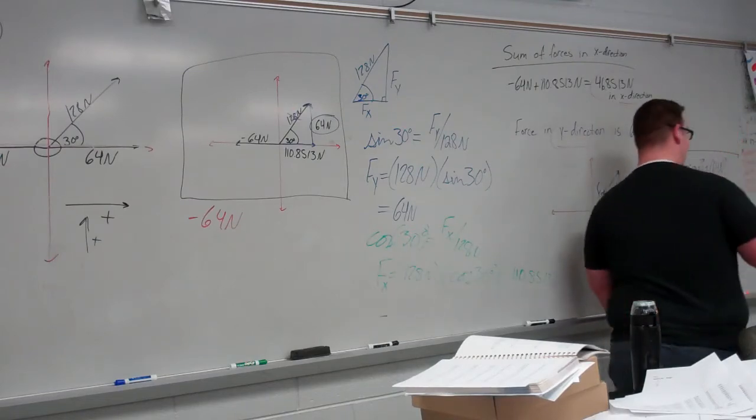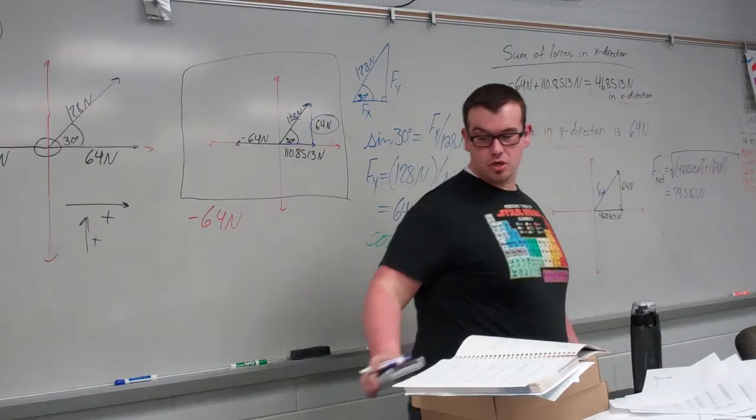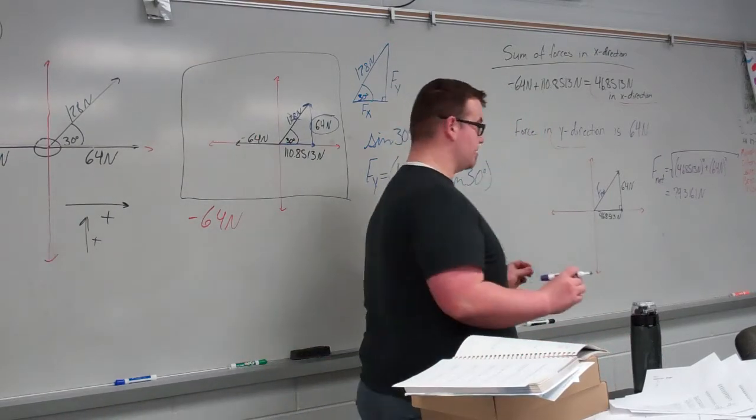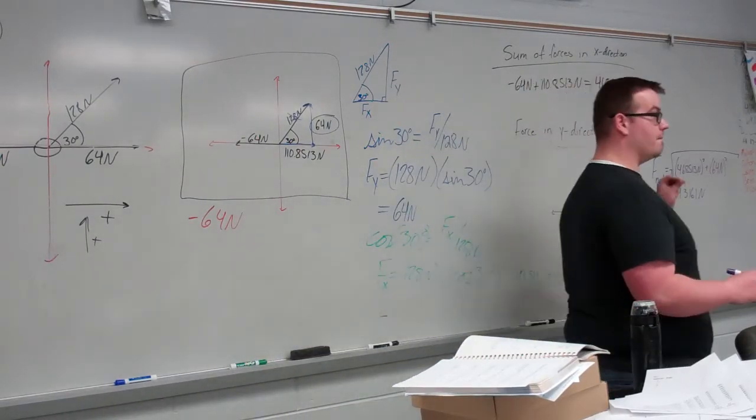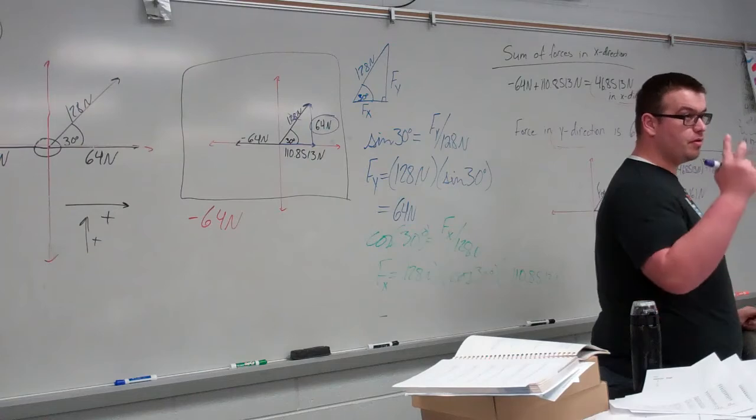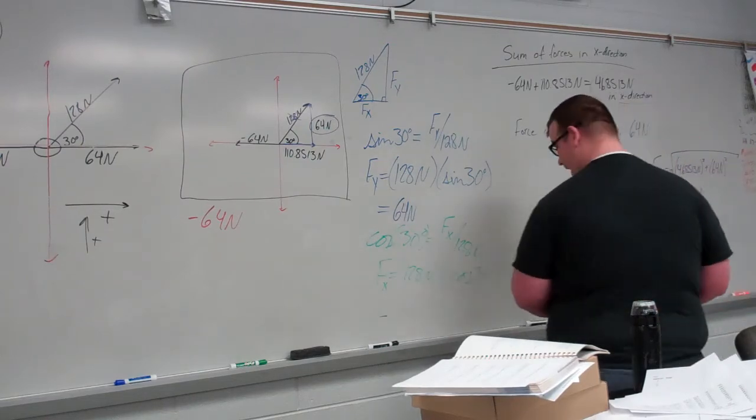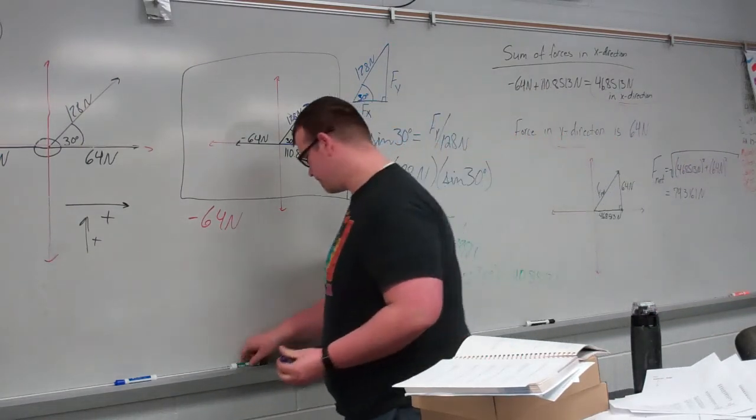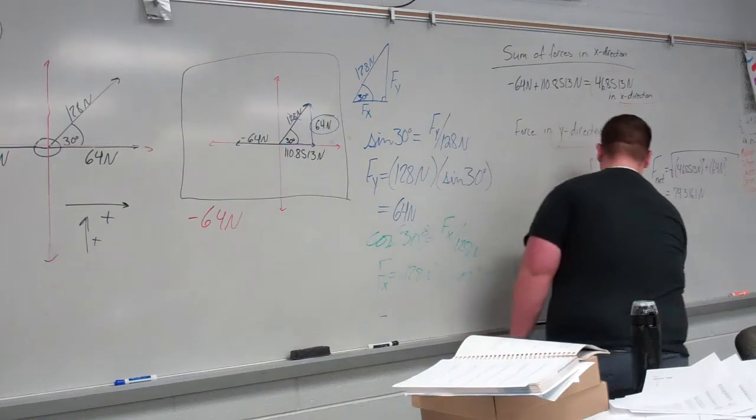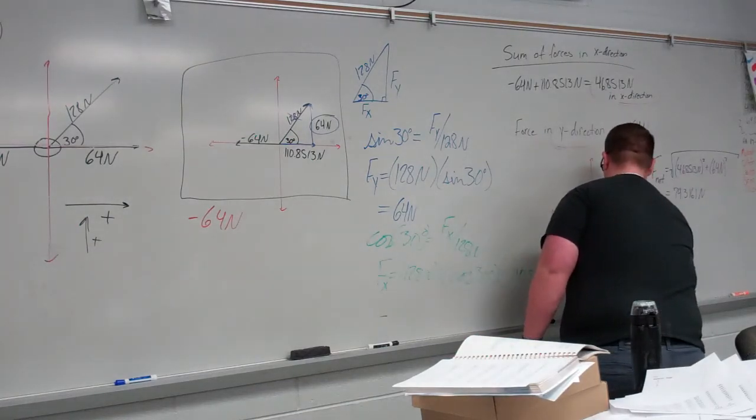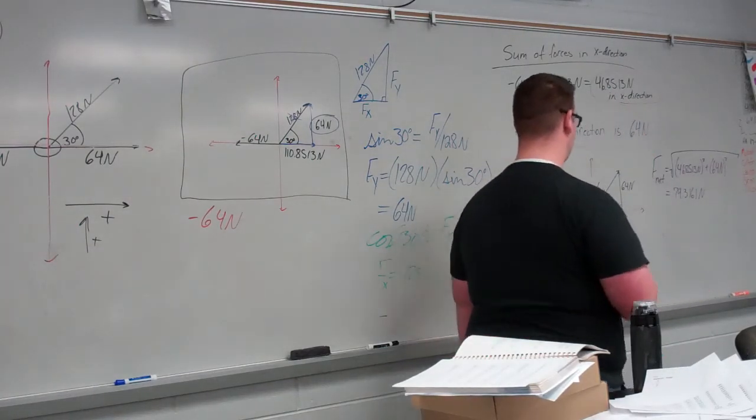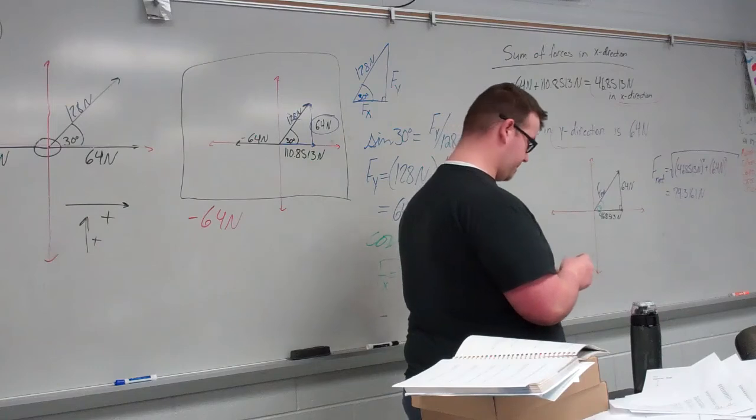79.3161 newtons. Now, this is the thing. You have the magnitude, but this force has a direction. You're in the second dimension. You have got to find the angle that goes with it. Well, that's not hard. The sine of 64 over 79. So we're going to try and find theta.